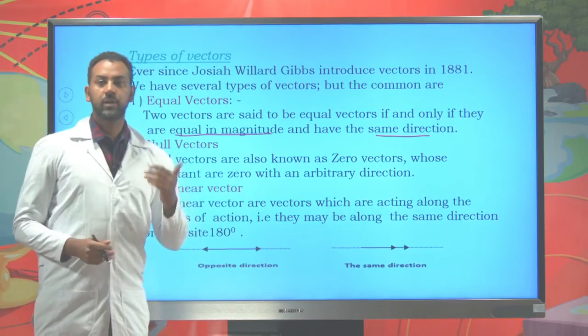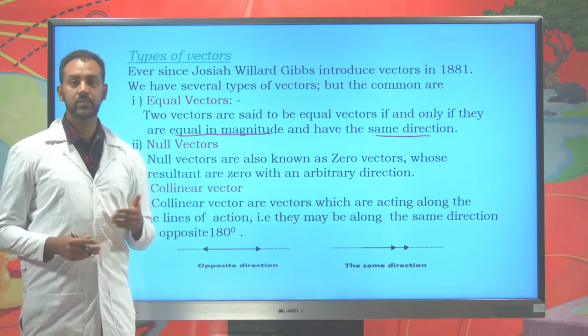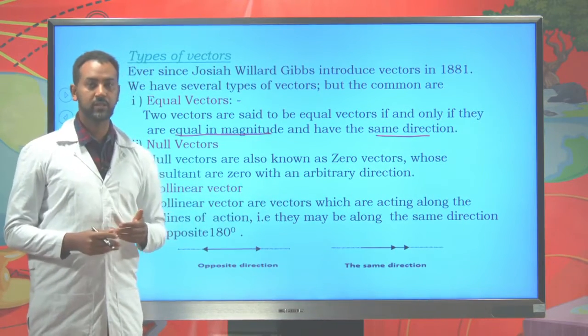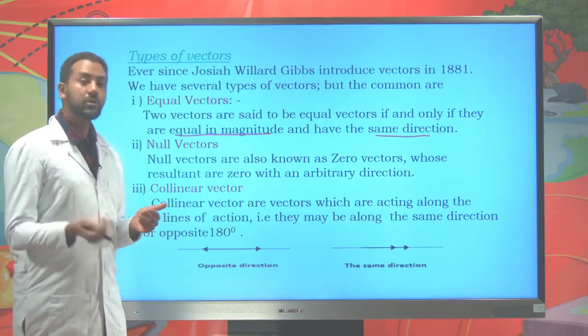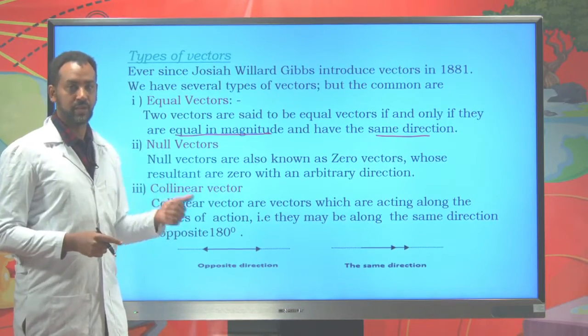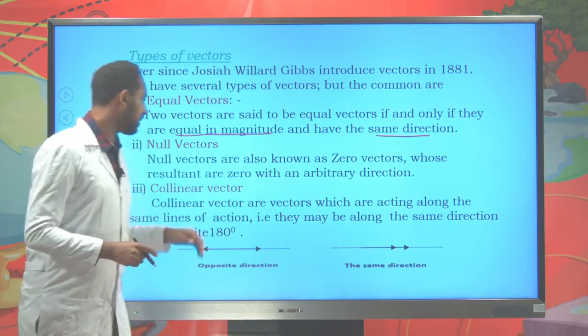And we also have a null vector or a zero vector. Null vectors are also known as zero vectors. The difference of two equal vectors might give us 0, but 0 is said to be a zero vector. It's called a zero vector or null vector, and its direction is arbitrary.